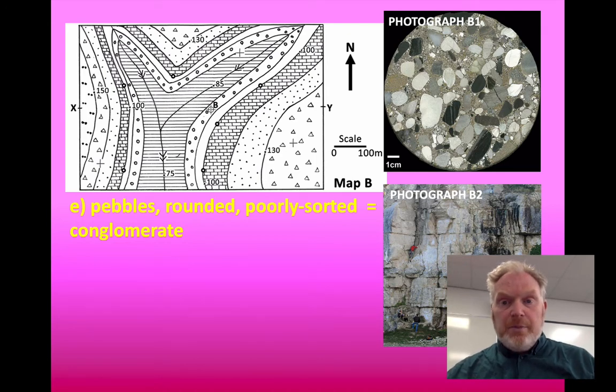There's a big range of grain sizes here. We've got some bigger pebbles, we've got smaller pebbles, we've got granules and probably sand in between them as well. There's a wide range of grain sizes. And because of these rounded pebbles, this rock is the conglomerate. Okay, so there's a mark for each of those things.